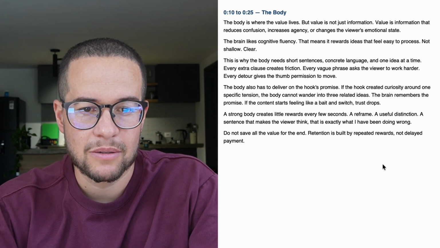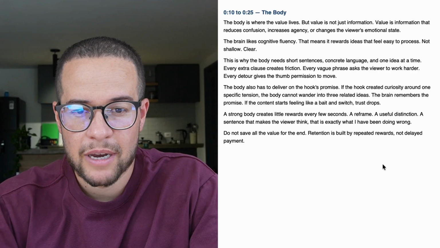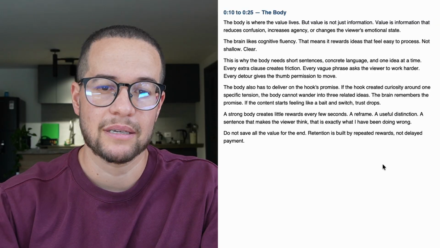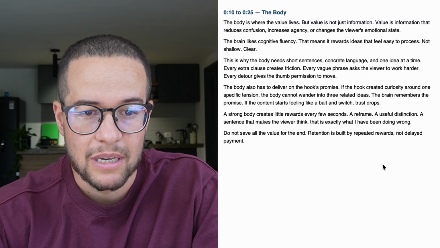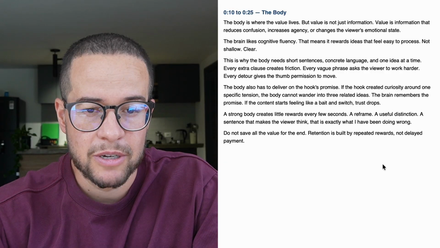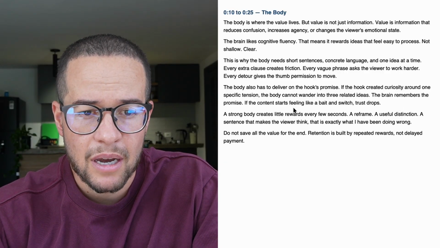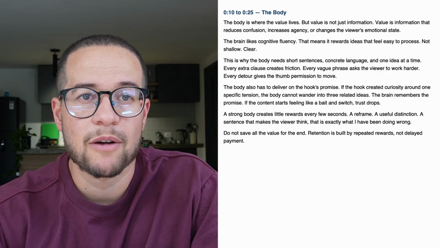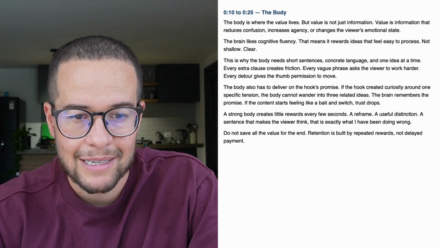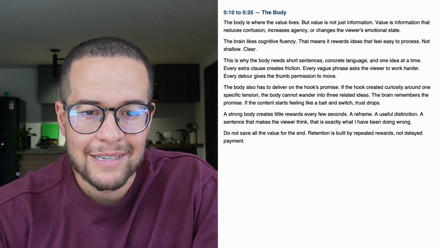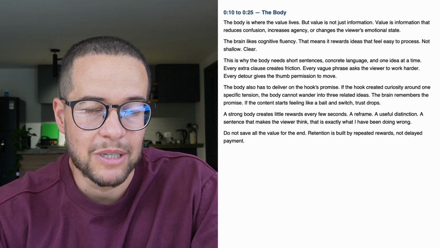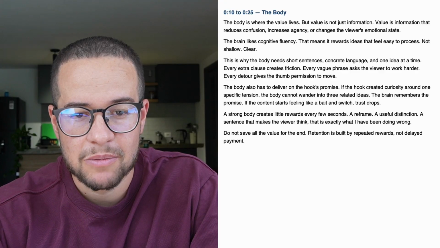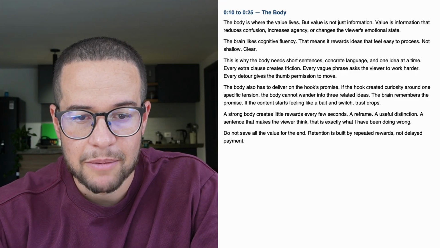The body also has to deliver on the hook's promise. If the hook created curiosity around a specific tension, the body cannot wander into 3 related ideas. The brain remembers the promise. If the content starts feeling like bait and switch, trust stops. A strong body creates little rewards every few seconds. Every frame, a useful distinction, a sentence that makes the viewer think, that is exactly what I've been doing wrong. Do not save all the value for the end. Retention is built by repeated rewards, not delayed payment.